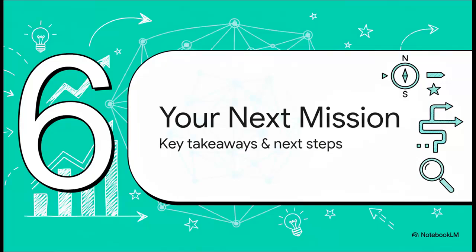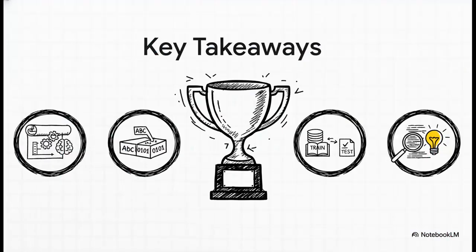Let's wrap things up with your next mission, locking in what you've learned today and figuring out where you can go from here. Let's just quickly recap everything you've accomplished. You built a complete multiple linear regression model from the ground up. You learned how to deal with text data using one-hot encoding, which is a critical skill. You now understand why we do a train-test split to build models that actually work. And most importantly, you saw the purpose behind every single line of code.